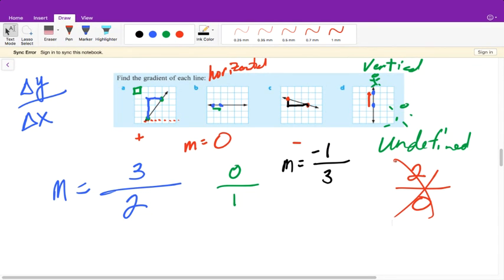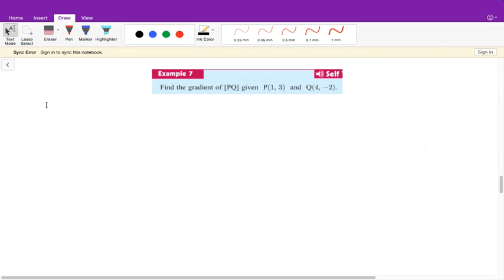All right, let's move on to solving for a slope when I'm giving you just points. Sometimes you will just be given points, and here I'm saying that we have a point P which is 1, 3, and Q is 4, negative 2.